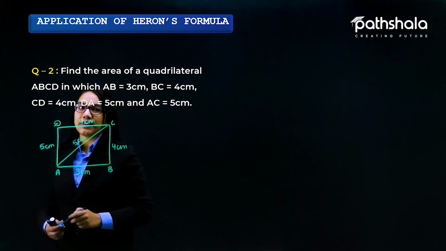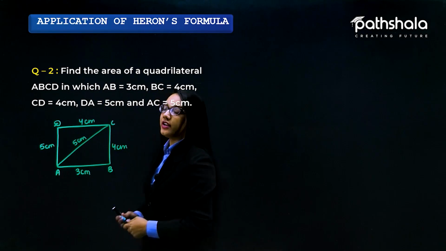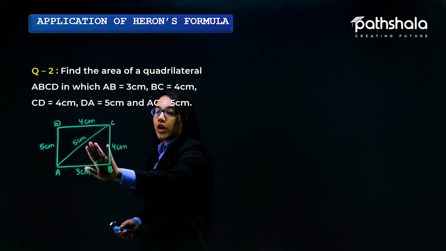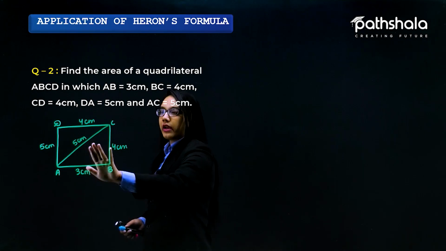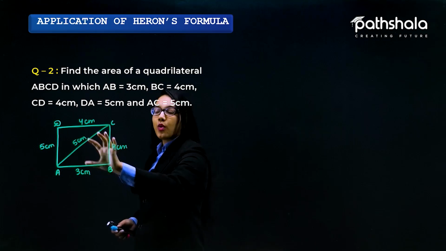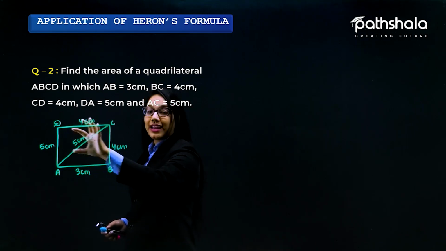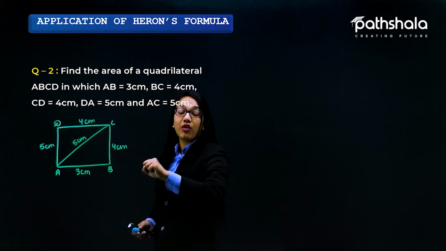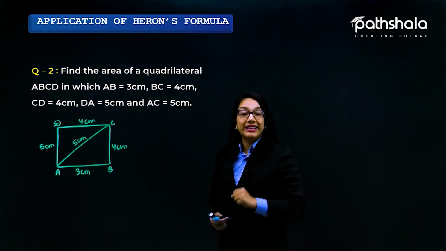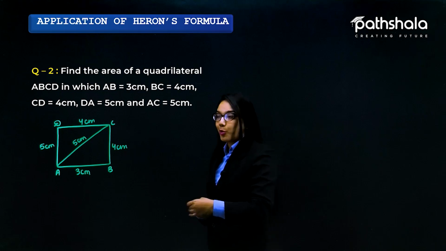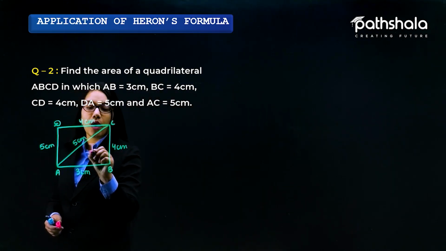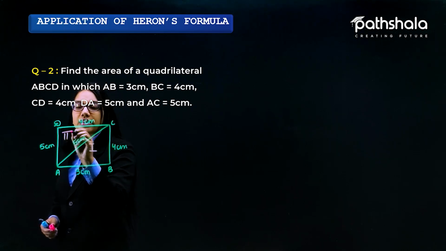So as you can see, in this quadrilateral we have two triangles. Let us suppose this one is my first triangle and this one is my second triangle. If I'm able to find the area of this one and this one, then I can combine the areas of both to get the area of the quadrilateral. So let's see how we can find the area of a single triangle. Let us take this triangle as triangle number 1 and the other as 2.